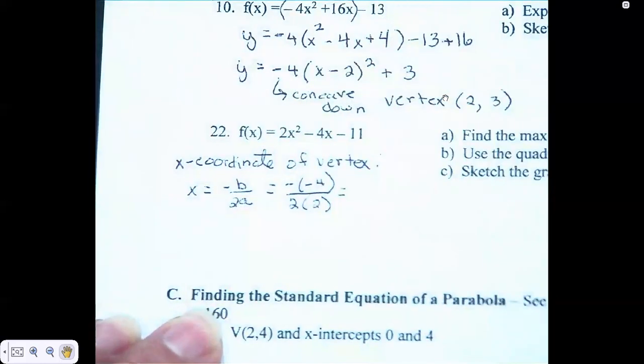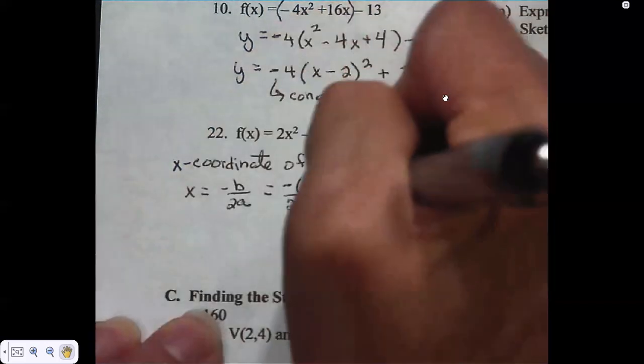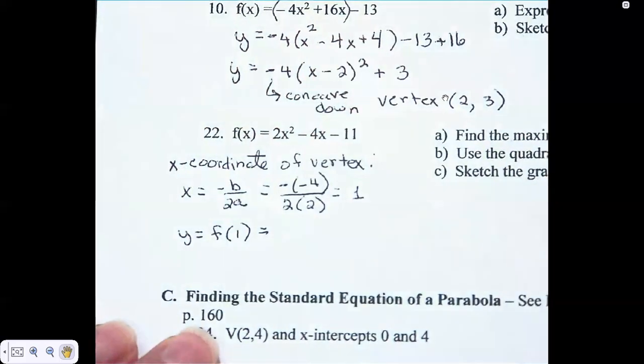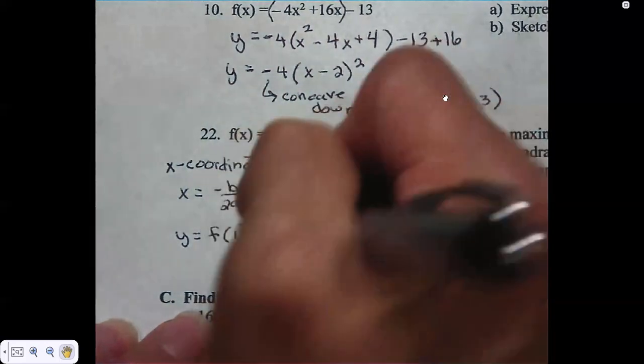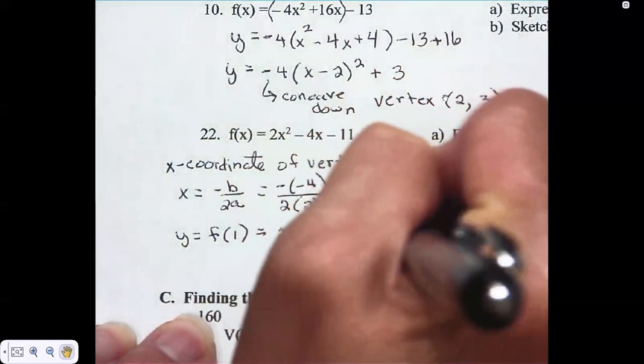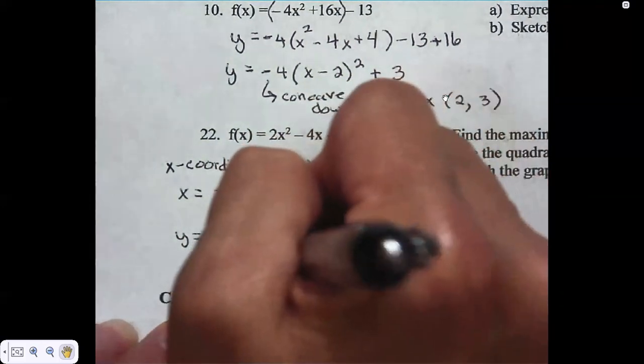Negative b would be the opposite of negative 4. 2a is 2 times 2. So the x coordinate of the vertex is what? 1. And then the y coordinate is f of 1, whatever I get when I put 1 into the equation. 2 times 1 minus 4 times 1 minus 11 is negative 13. All right.